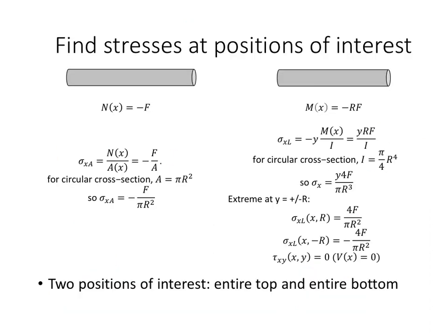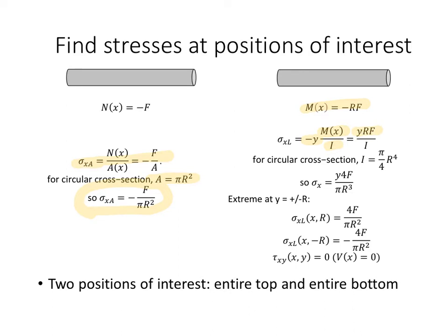We then need to find what the stress is at positions of interest. So we know that for an axial load, the sigma in the axial direction is the force divided by area, and that's everywhere. The cross-sectional area is pi r squared, and so we get this expression here for the axial compressive force. Now we also have longitudinal stresses in the x direction due to the bending moment, and they're of magnitude negative y times M of x divided by I.